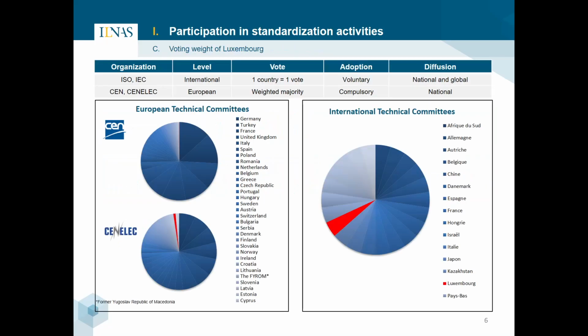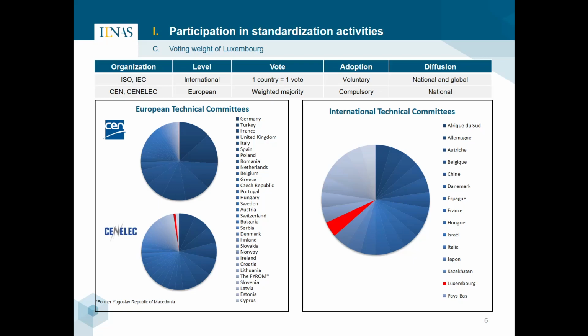In order to give you a better overview of the whole thing, we've set up this table to summarize the differences between the EU and international systems. The two major differences relate to the vote and the adoption of new standards. Indeed, the adoption of standards developed at international level is voluntary, while the EU standards always have to be adopted on national level.